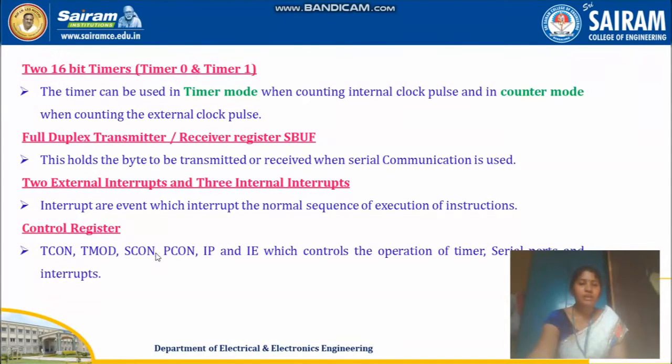SCON is nothing but serial control. Whatever data we are going to transfer serially will be controlled based on the value stored inside this SCON register. Next is PCON. PCON is nothing but program control, IP is interrupt priority, and IE is interrupt enable. All are 8-bit registers. So based on the values stored inside TCON, TMOD, SCON, PCON, IP and IE, we can control the operation of the timer, serial ports and interrupts.